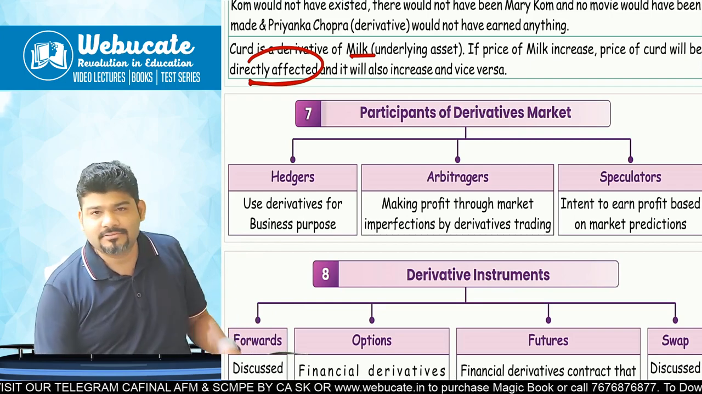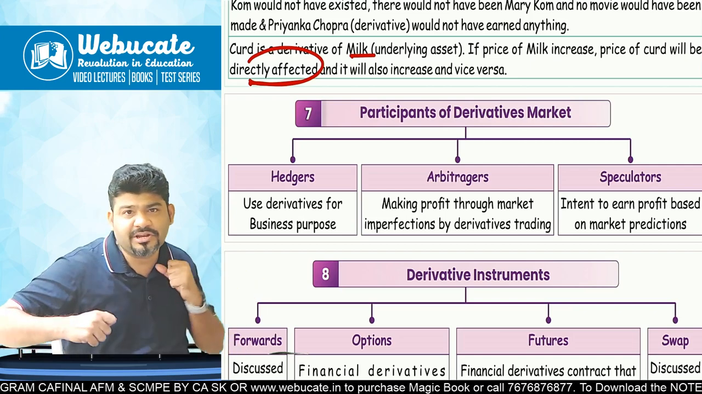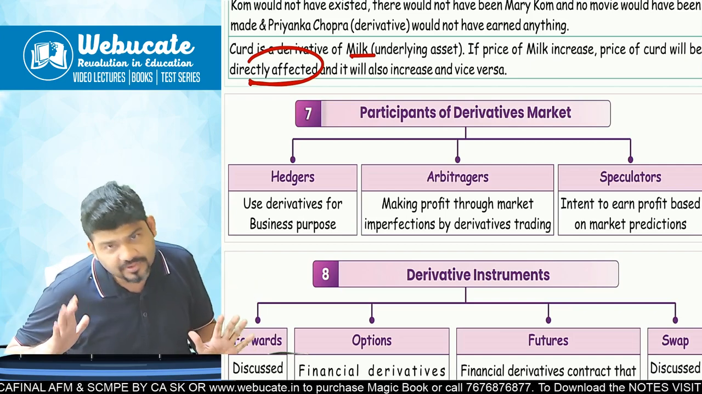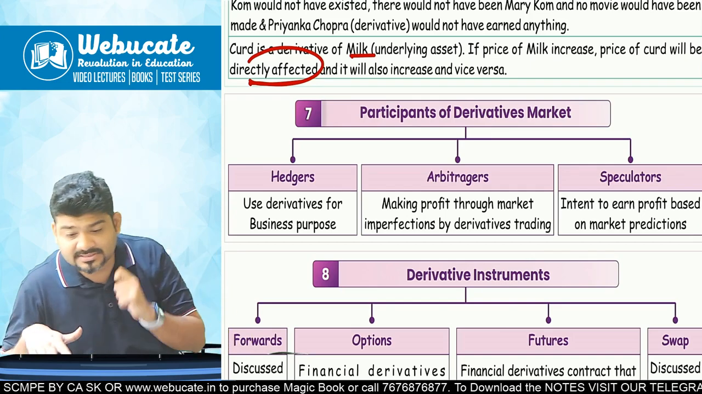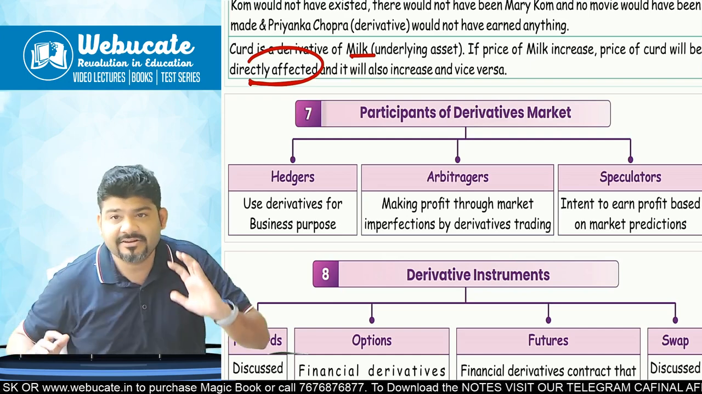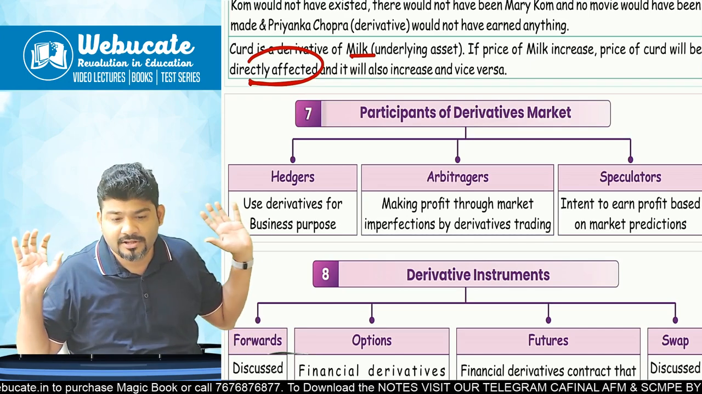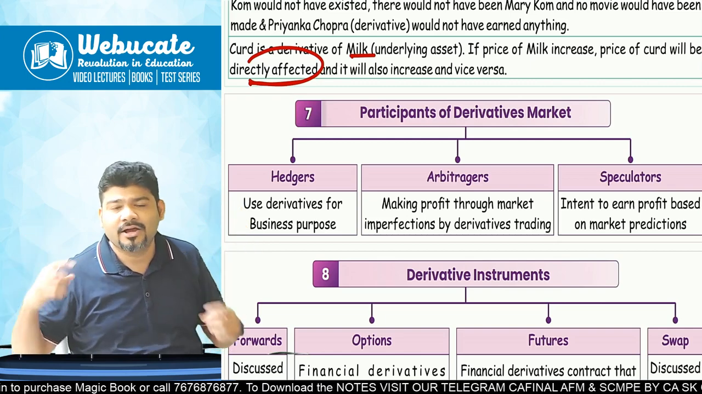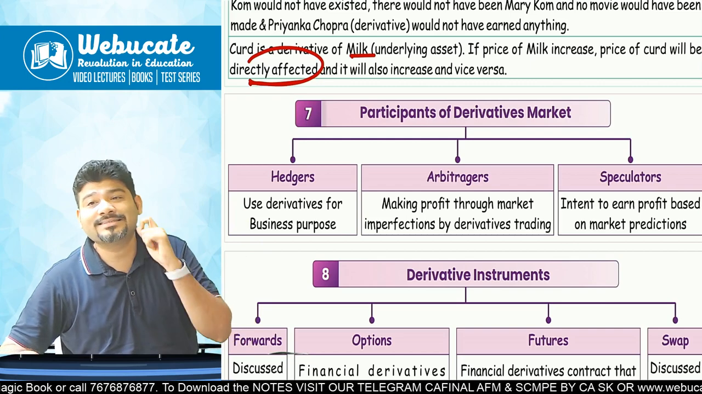We are just students studying, but I want to trade in shares and want to earn money from the derivatives market. Then we will be called the speculators. We want to earn money from the derivatives market without having any business interest whatsoever, and we are basically relying on our gut feeling. So that is called a speculator.